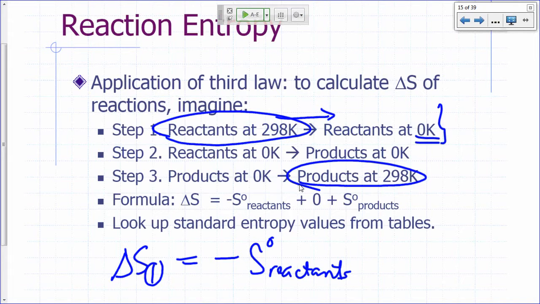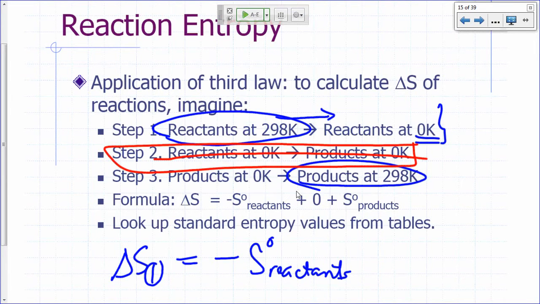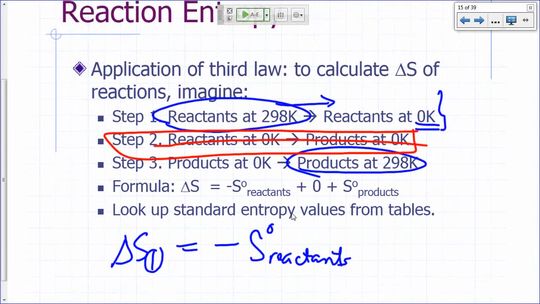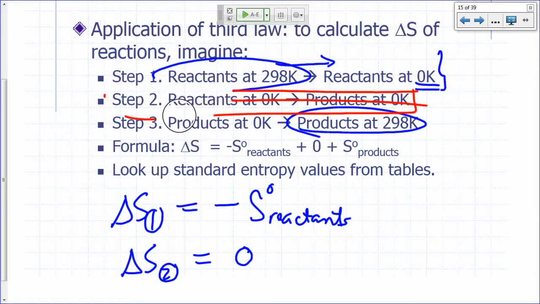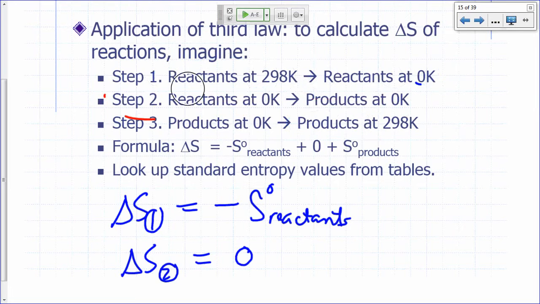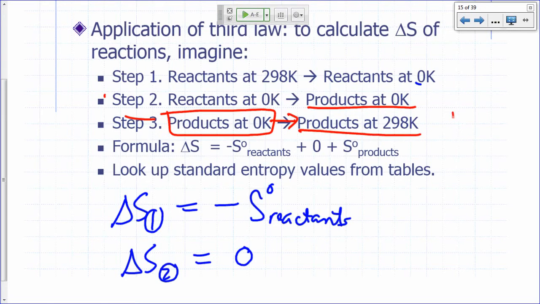Then if we imagine that we have the reaction happening at 0 Kelvin, what's the delta S for step 2? What does the third law say? A reaction at 0 Kelvin, delta S is 0. Now that we've converted the reactants to products at 0 Kelvin, we imagine heating those products so that we end up with products at 298 Kelvin.